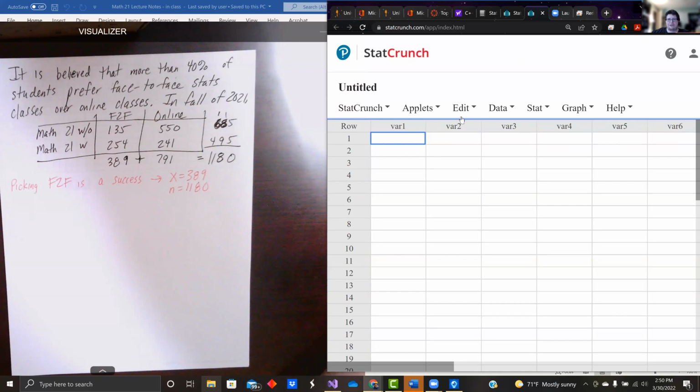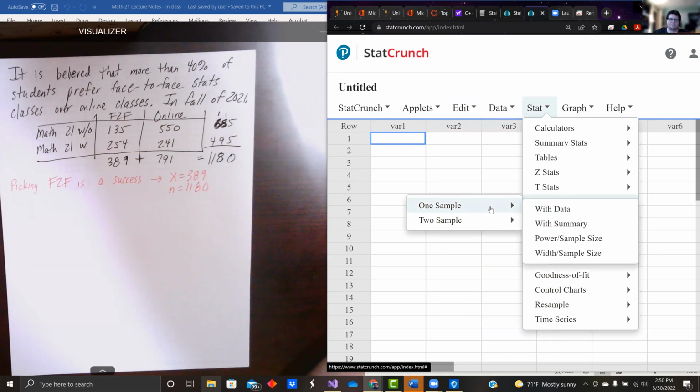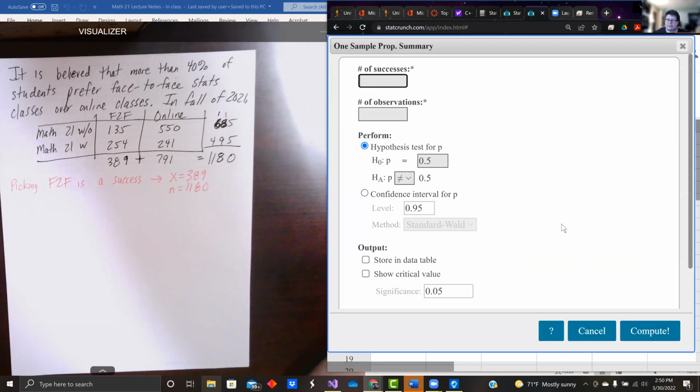I'm going to come over here to StatCrunch and go stats, proportion stats, one sample. Here, the data would be every person's individual choice by name. We don't have that. We have a summary, so we'll go with summary. And notice it asks for number of successes and number of observations, just like our confidence interval. I'll put 389 as our number of successes. 1,180 students chose Math 21 in fall of 2021.